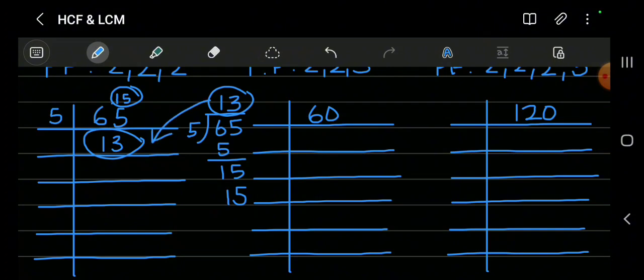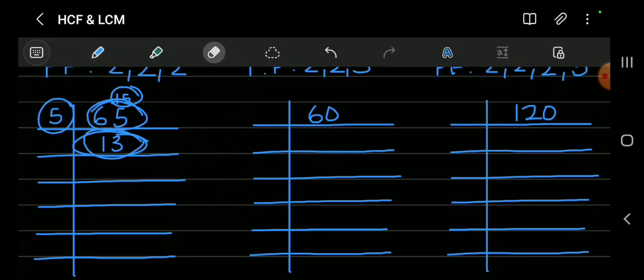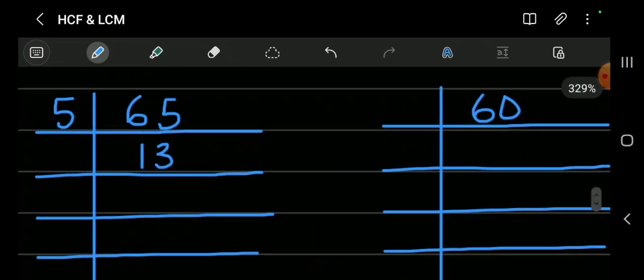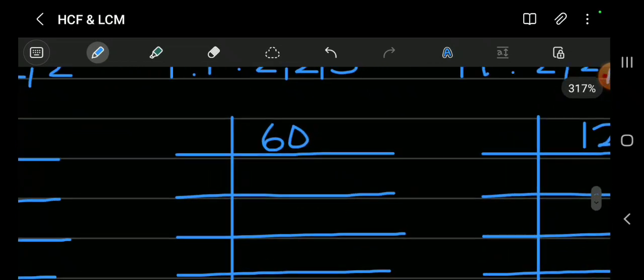Okay, initially if you find it difficult to divide, whatever number this given number is divisible by, you can divide it separately and write the quotient in the next line. Later on you would be in a position to do all this in your head, and you can find your factors easily. Okay, now 13 is a prime number and it is only divisible by 13, so this is your prime factor.